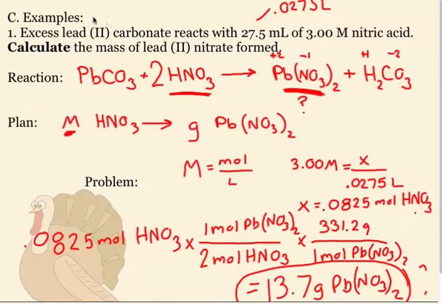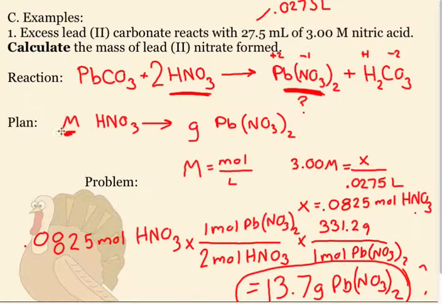Okay, so the first thing here is we have excess lead-2 carbonate, and remember that just means we have lots of lead-2 carbonate. It reacts with a very certain amount of 3 molar nitric acid, and we want to calculate the mass of the lead-2 nitrate that's formed. So the first step, obviously, is to write a balanced equation. We have the lead-2 carbonate added to nitric acid, making lead nitrate and carbonic acid. I went back and balanced the whole equation, so I needed a 2 in front of my nitric acid because of the H2 over here and the 2 nitrates right here.